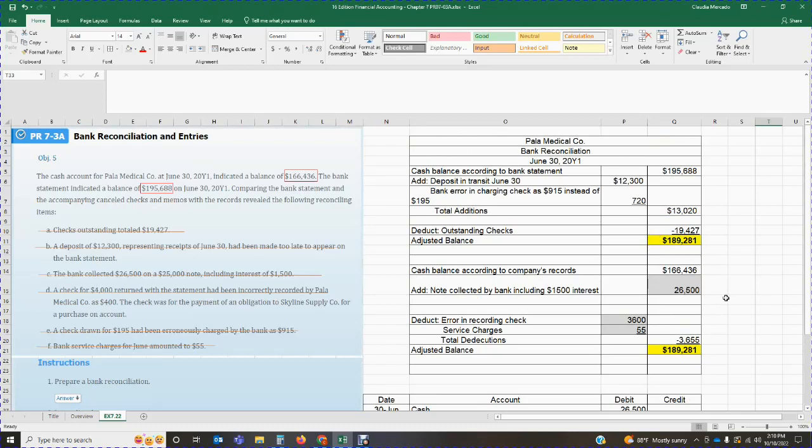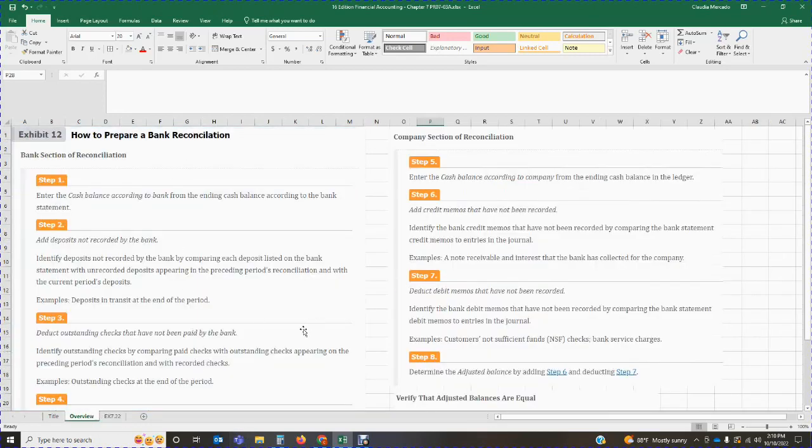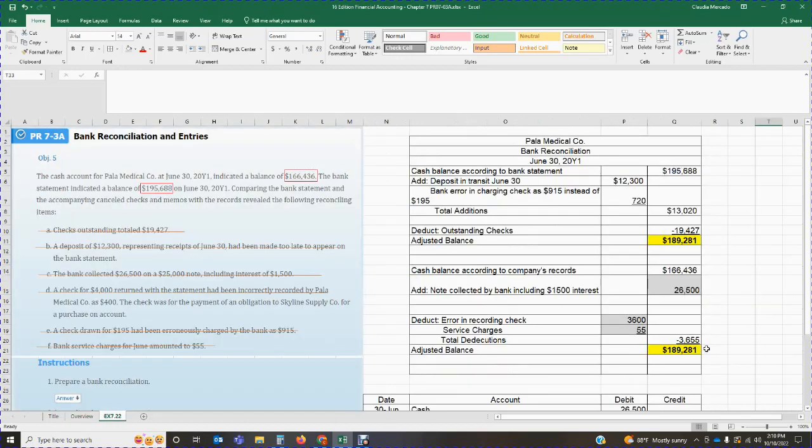So reconciling is not very challenging. It's just a matter of understanding the steps and knowing what goes where: what goes under the bank section, what goes under the company section. Make sure that you review the steps carefully when you are preparing your reconciliation, and make sure that you always balance. Your adjusted balance on the bank statement must always equal your adjusted balance on the company's records. So that is basically it for this problem.